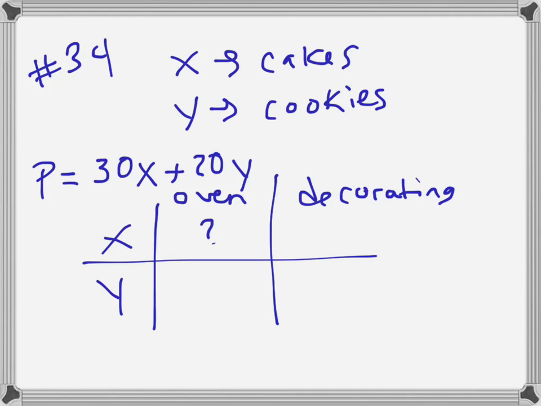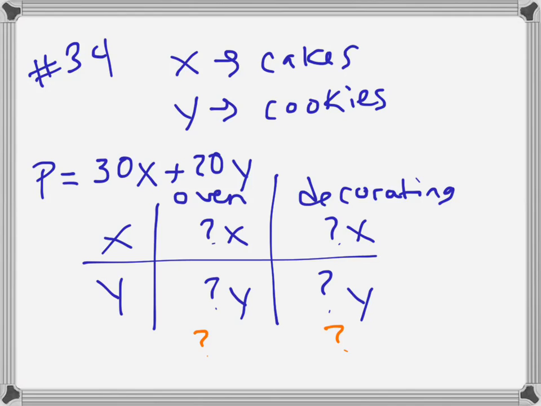All right, how much time is needed for a batch of cake, how much time is needed for a batch of cookies, and then realize that we would be multiplying that by x and y if you've got multiple batches of cake or cookies. Okay, and then look for some constraints. How many hours are available in the oven? How many hours are available in the decorating room?